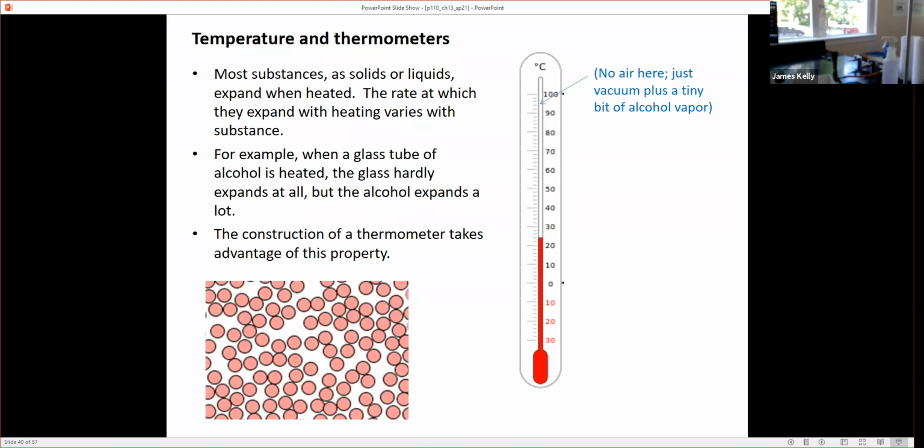Okay, so essentially a vacuum up there. It would be a mistake to put air up there because then as the alcohol expanded, you'd be compressing air. And in any case, that's not what we mean by a thermometer. What's the scale we're going to use, or one of several scales we'll use for thermometers for temperature.